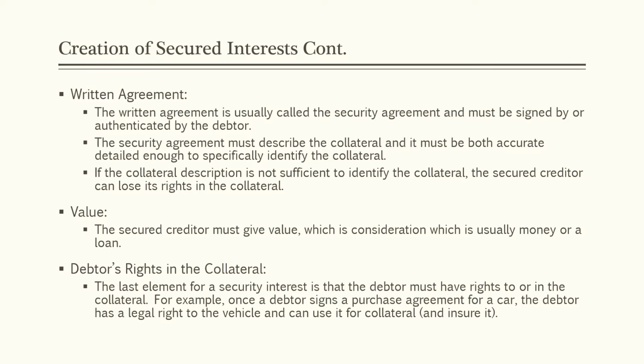For example, once a debtor signs a purchase agreement for a new car, the debtor has a legal right to the vehicle and can use it for collateral or insure it. So as soon as they sign on the dotted line, technically the car is theirs and they can use it as collateral for a security agreement.